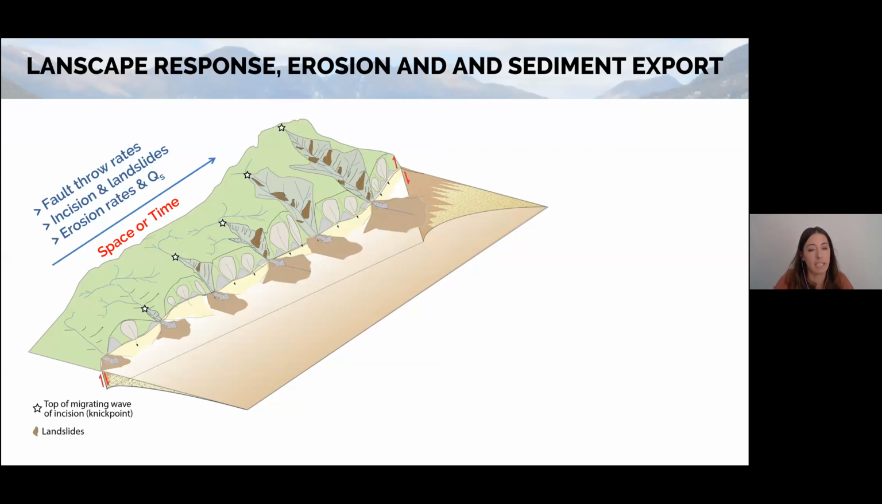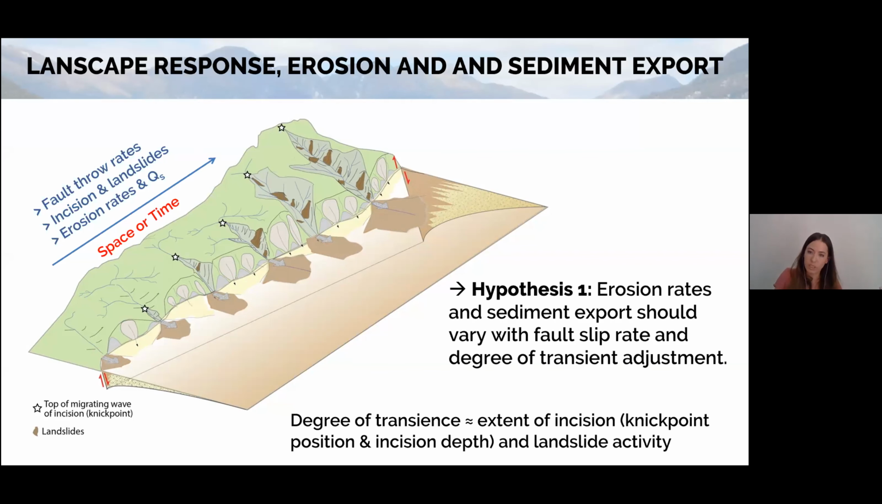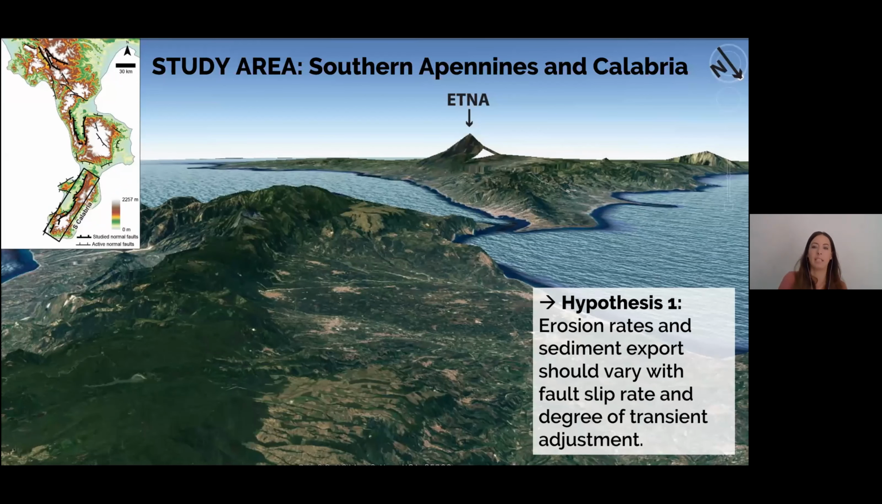This is useful because it enables us to study the spatial patterns and do some space for time substitutions to infer things about the evolution of erosion and sediment export. So based on all this theory, we can hypothesize that catchment erosion and sediment export are expected to be a function of the fault slip rate and also the degree of transient adjustment to that slip rate. And in this context, the degree of transience can be represented by the extent of incision. So either how far upstream the knickpoint is, or how much incision depth there is, or how much landslide activity there is. So we selected Southern Italy to test this hypothesis.